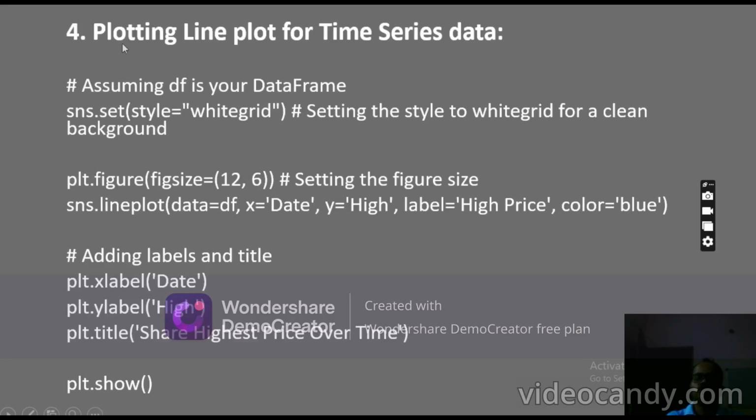Fourth point is plotting the line plot for time series data. How can we plot a line plot for time series? We have to use the visualization libraries, Seaborn and Matplotlib. SNS is an alias for the Seaborn library. We set the background by using the set_style function, and we specify the style white grid. White grid means we are setting a white grid for a clean background.